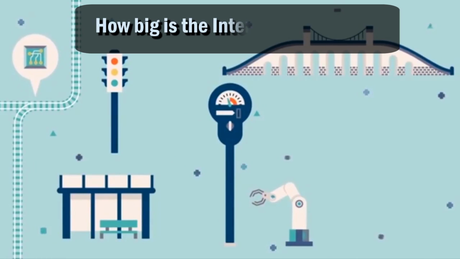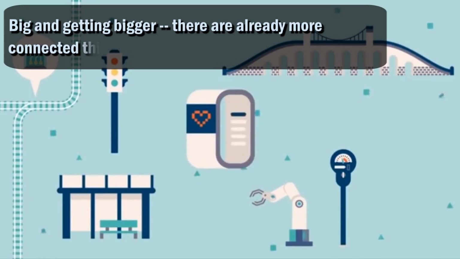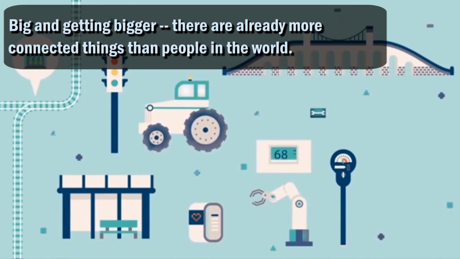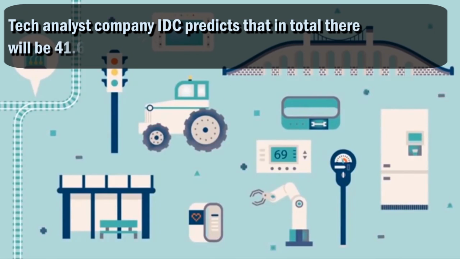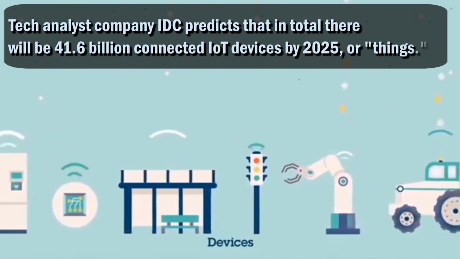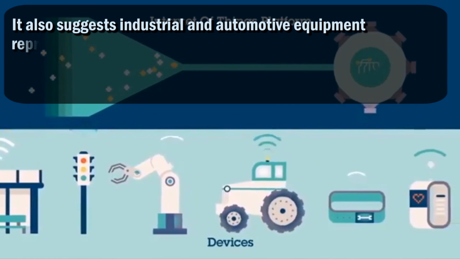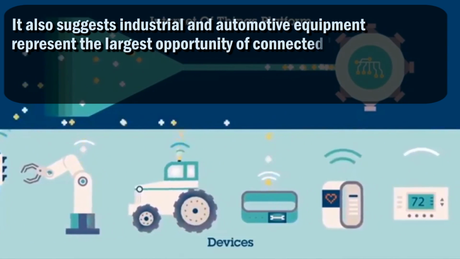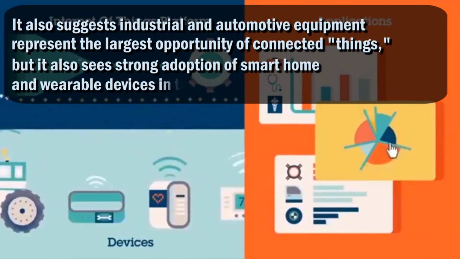How big is the Internet of Things? Big and getting bigger. There are already more connected things than people in the world. Tech analyst company IDC predicts that in total there will be 41.6 billion connected IoT devices by 2025. It also suggests industrial and automotive equipment represent the largest opportunity of connected things, but it also sees strong adoption of smart home and wearable devices in the near term.